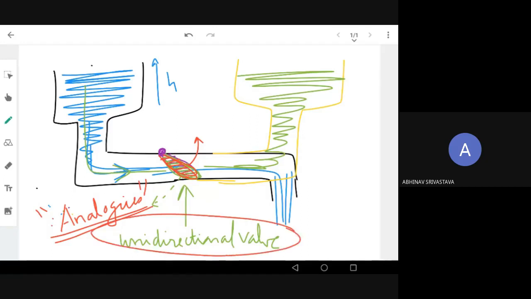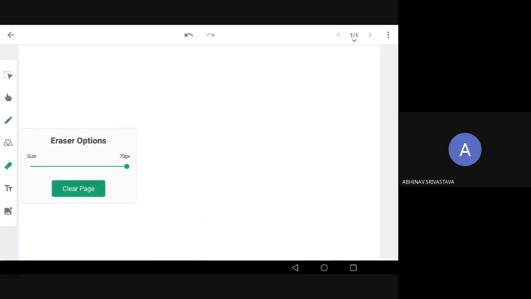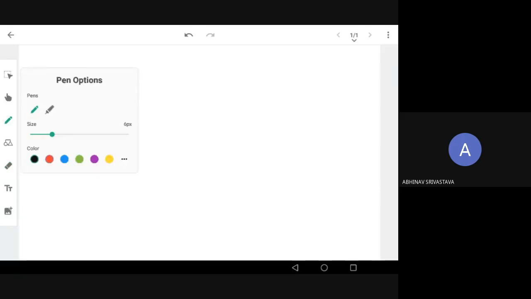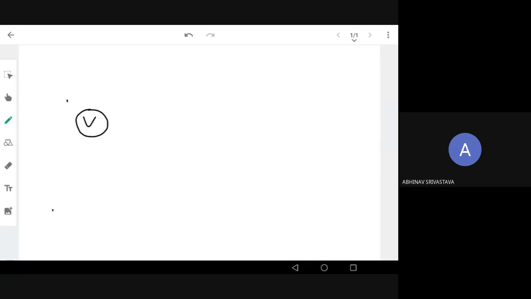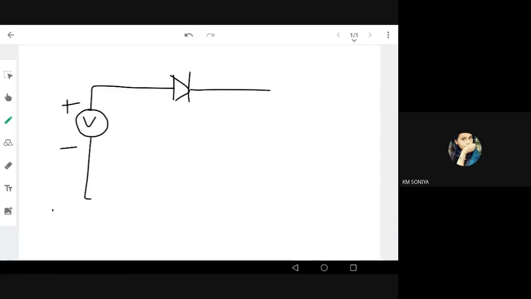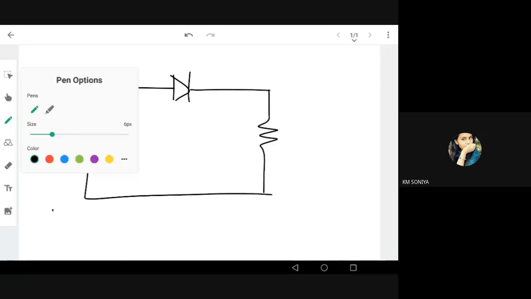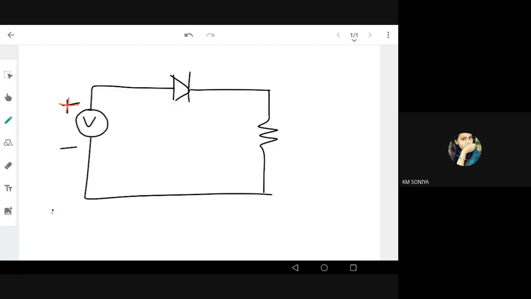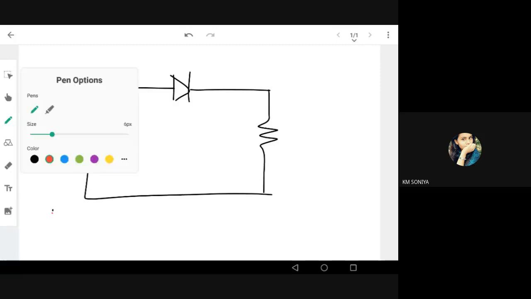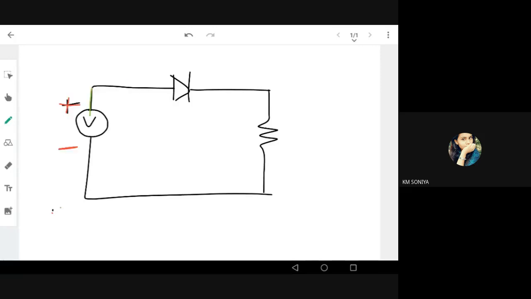So this equivalent representation I can show like, say, high voltage. The voltage tank can represent a high voltage, plus and minus, right? So if I consider the diode positive, forward biased, what will happen now? Because of the higher potential here and low potential here, it allows a current flow. It allows a current flow from the higher potential to the lower potential, right? So there is a current flow.